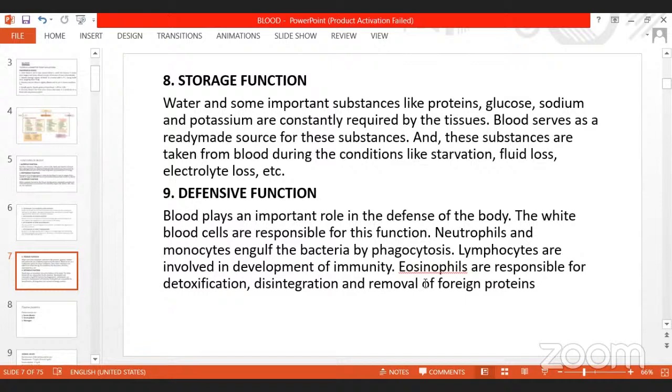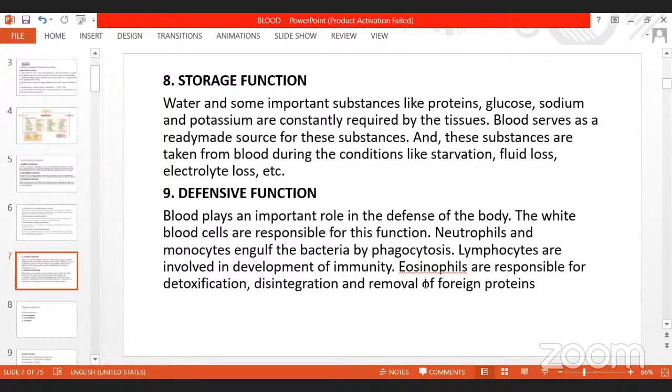Next, the lymphocytes develop immunity, the humoral immunity and cell-mediated immunity. And eosinophils are responsible for detoxification, disintegration, and removal of foreign protein, especially in parasitic infestations. So these are all about the functions of blood.